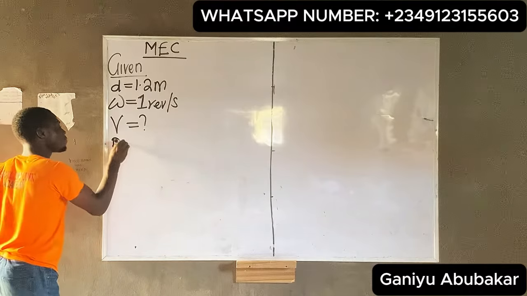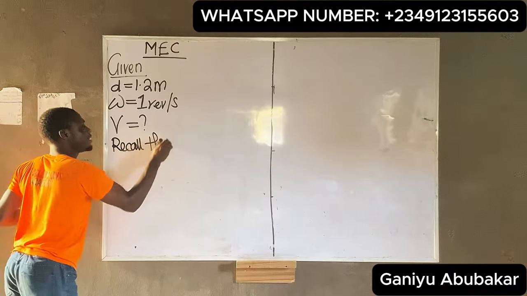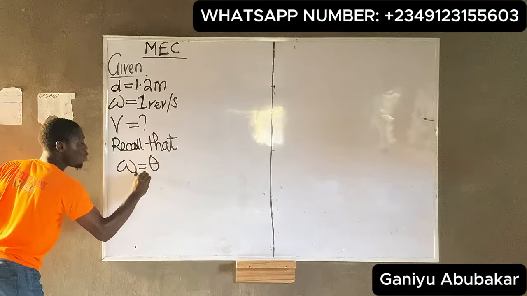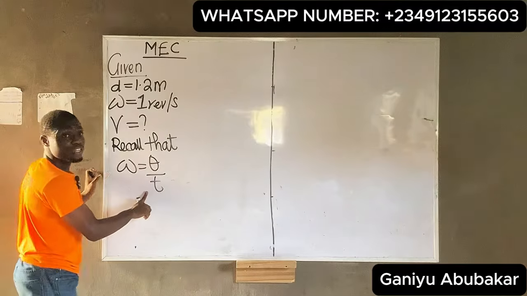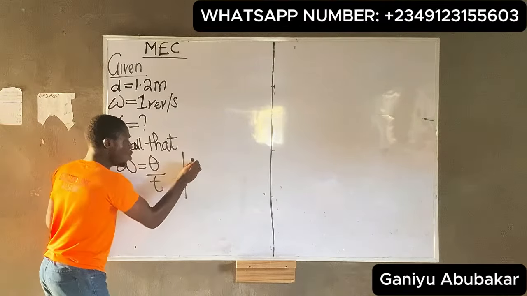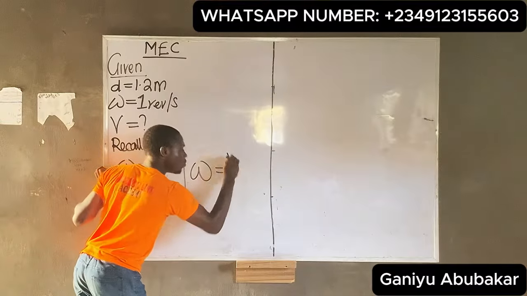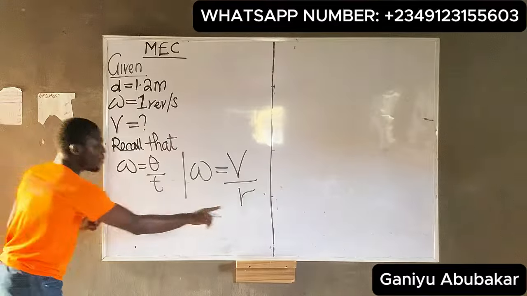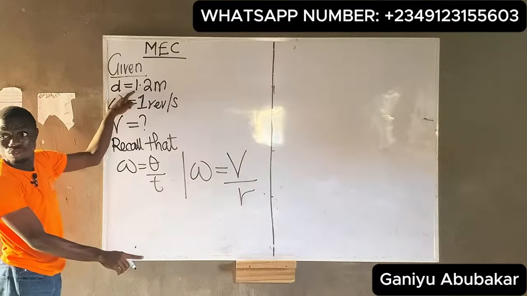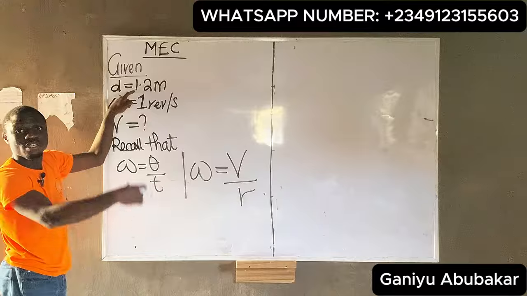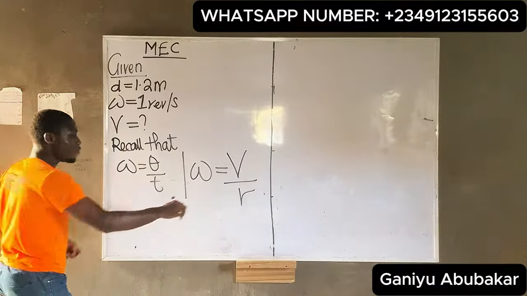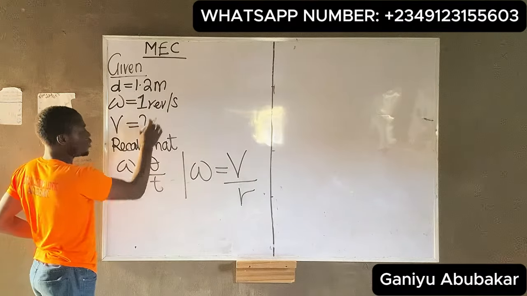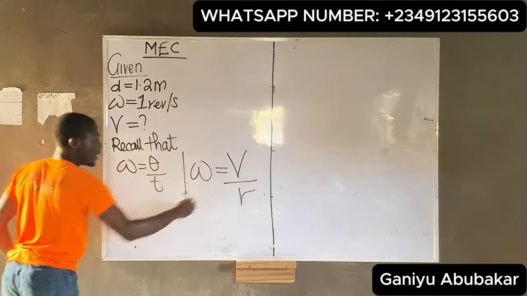So recall that we established that omega is theta over t. But we can't use this here. So use omega equals linear velocity over R. Diameter is given already. I can get R, true? R equals D over 2. Now I'm looking for V. Do we know omega? Yes. Do we know R? No. Let's get R.